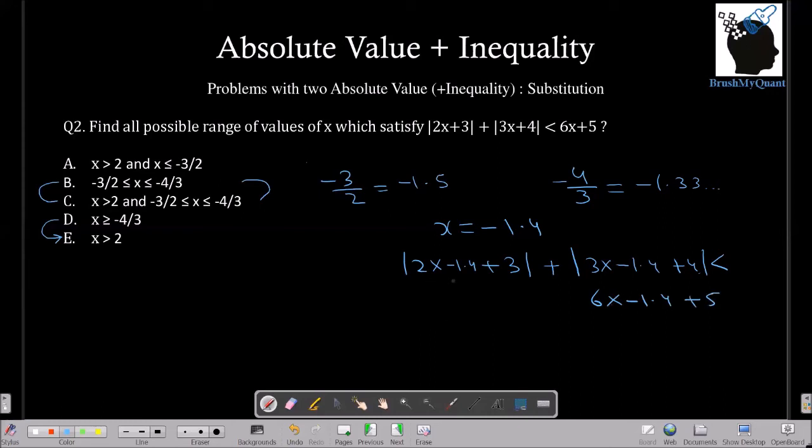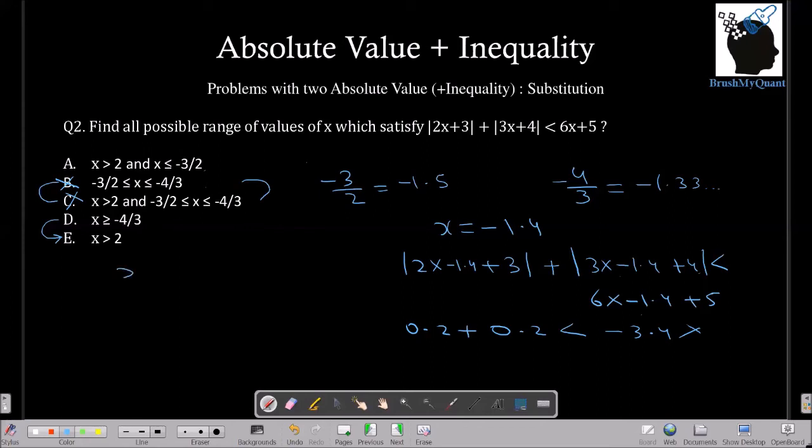So this becomes minus 2.8 plus 3, which is 0.2, plus this becomes minus 4.2 plus 4, which is again 0.2. So this has to be less than, now this is minus 8.4 plus 5, which is minus 3.4. Definitely this is not true. So we can eliminate B and C. Now let's try option A first, where x is less than or equal to minus 3 by 2.